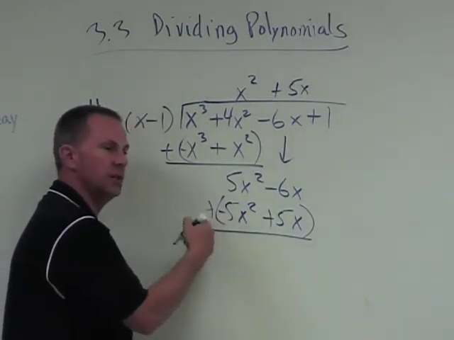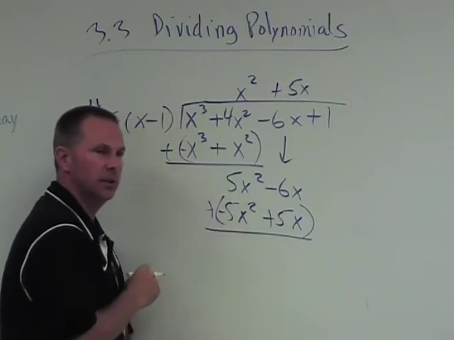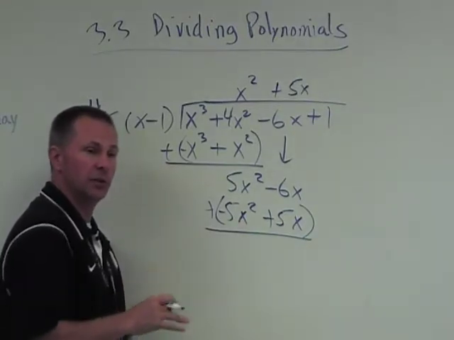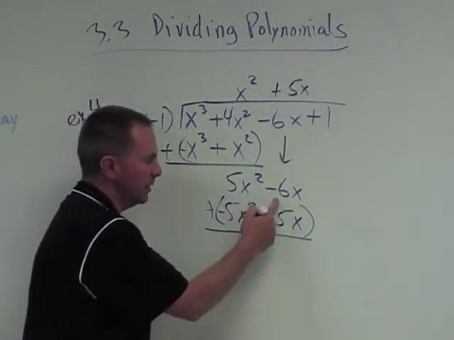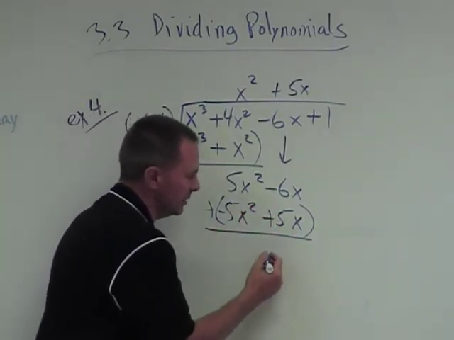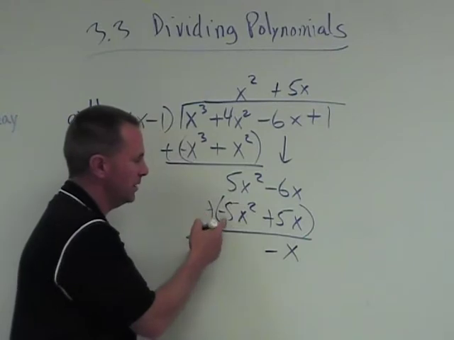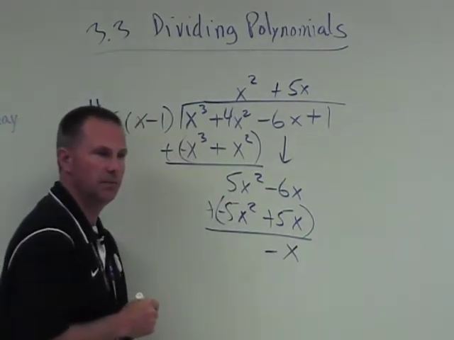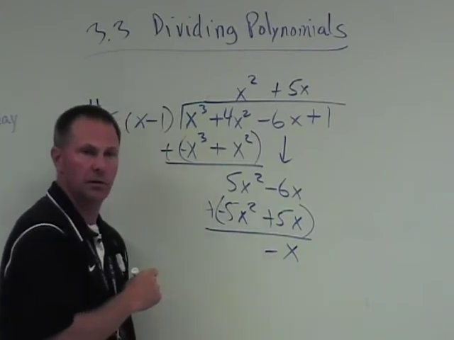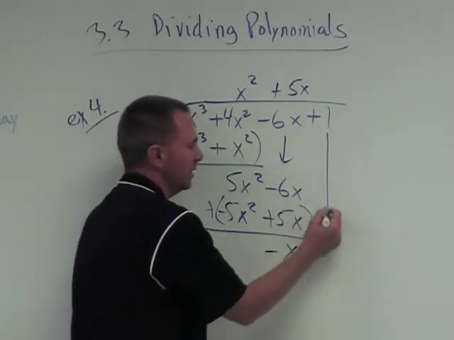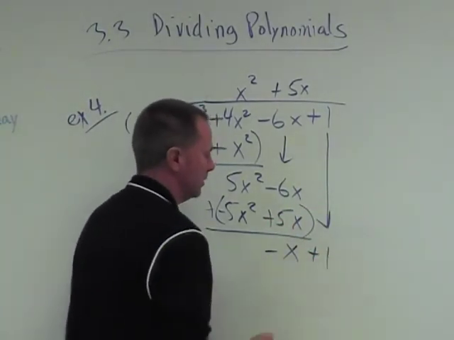I don't care if you change through here, however you do it, as long as you get the right answer. If you don't get the right answer, then you need to do it the way I'm doing it. So a negative 6 plus 5x is a negative x. 5 minus the 5, those cancel out. Who got negative x? Okay, so drop down the next thing, plus 1.